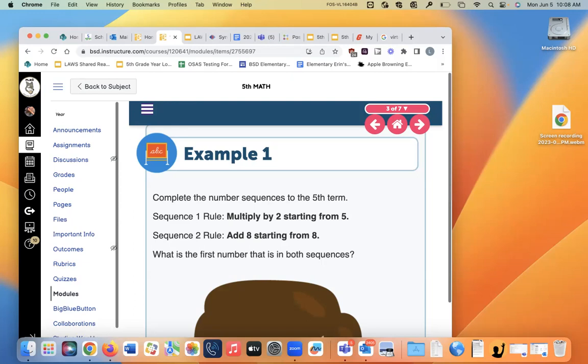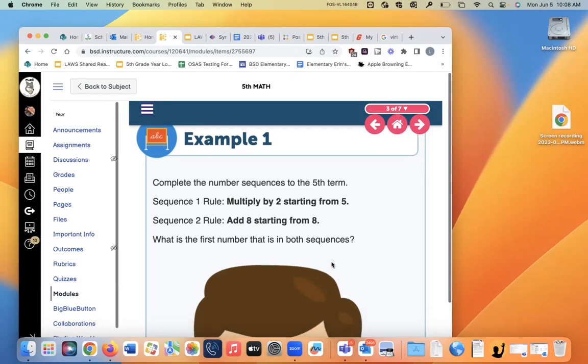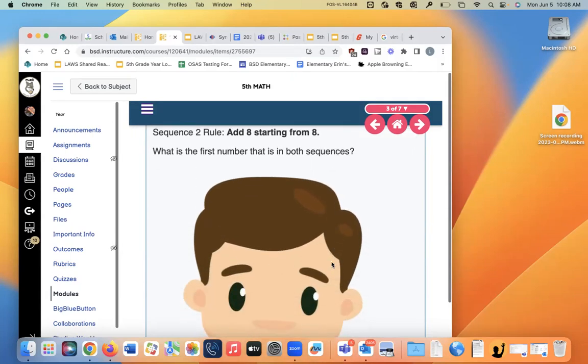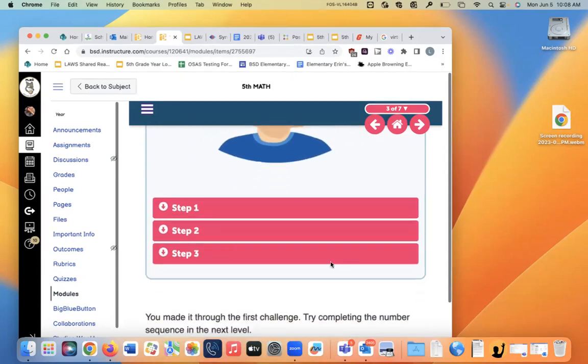Five times 8, friends. 40. Yep. So here's the 2 sequences. What is the first number that is in both sequences? Look in the chat. 40. So that would be your answer to that question.